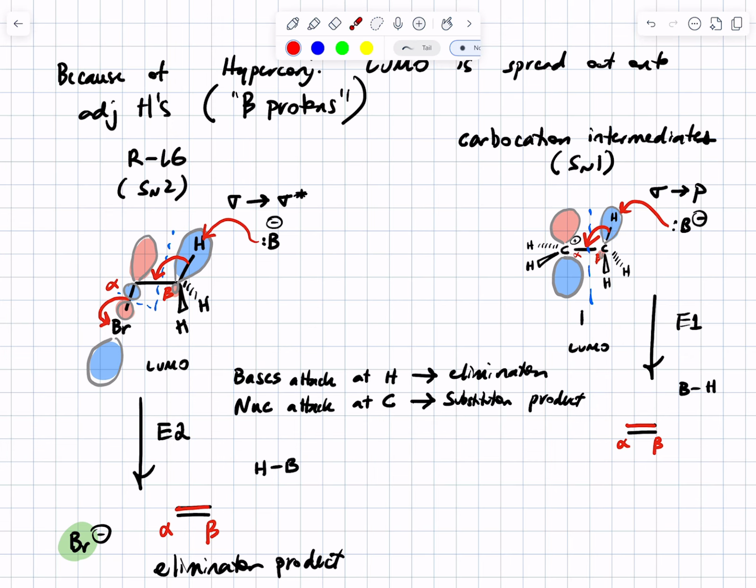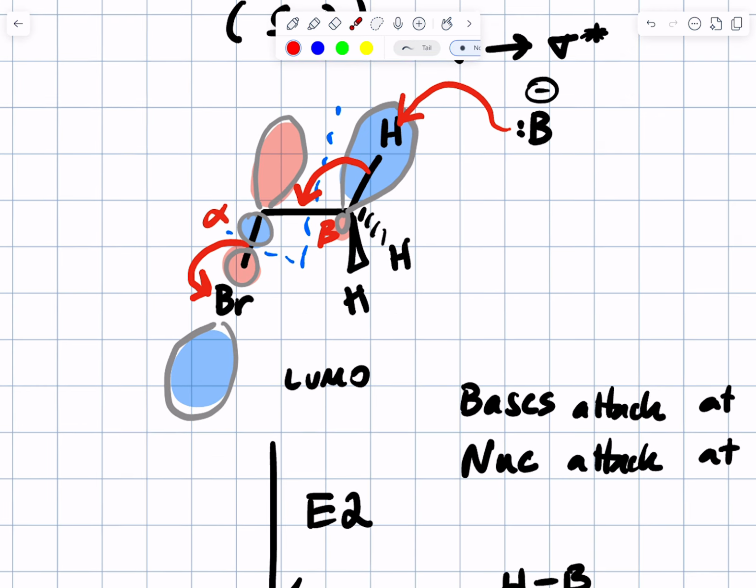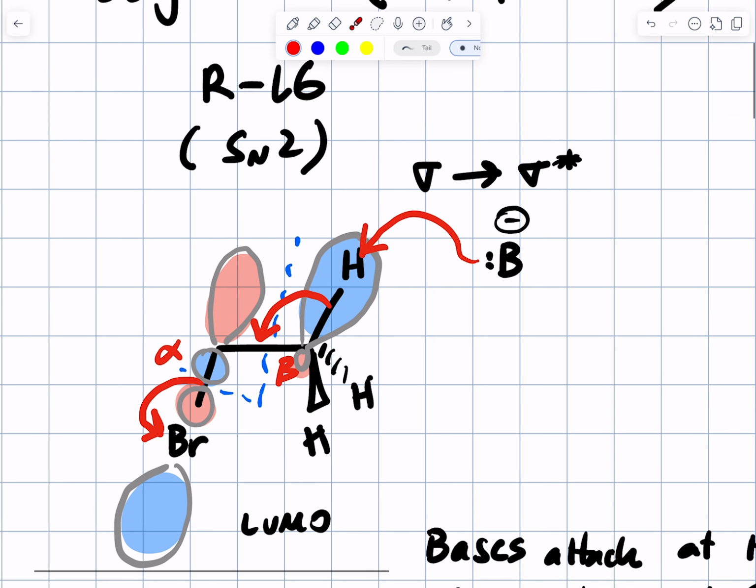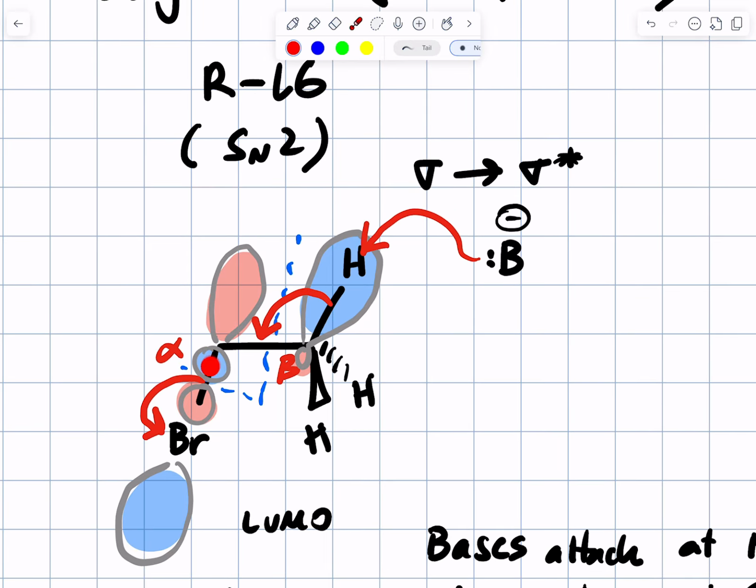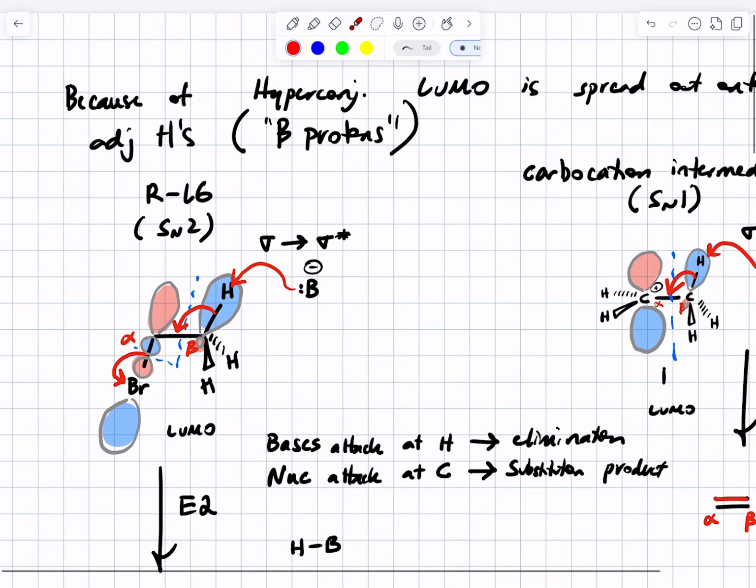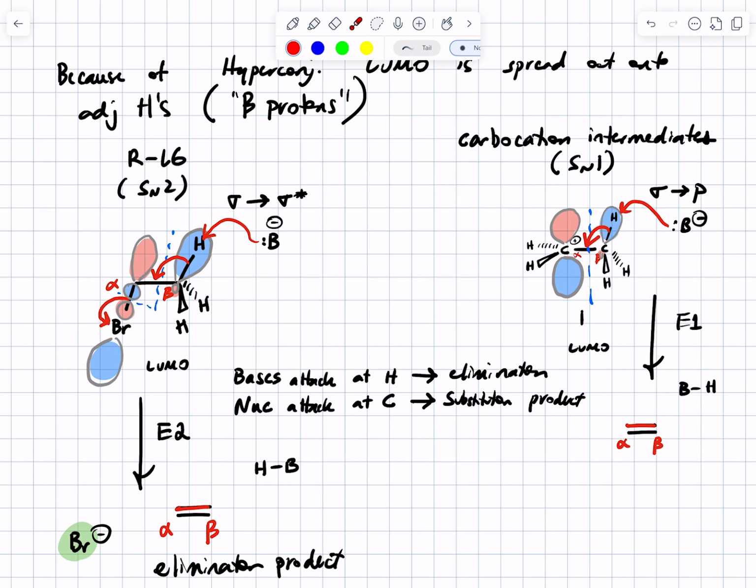But if we attack at the beta proton, what ends up happening is this elimination reaction where we remove the beta proton. The electrons that were already partially delocalized towards the alpha carbon dump completely over to make a new pi bond, and the carbon leaving group sigma bond breaks. And that's all in the same step. And that's what we call an E2 reaction.